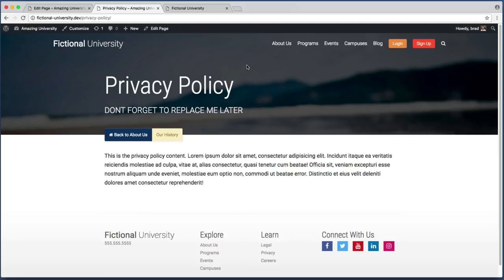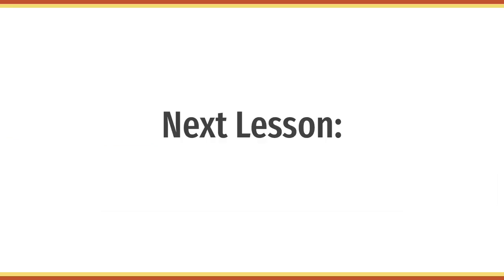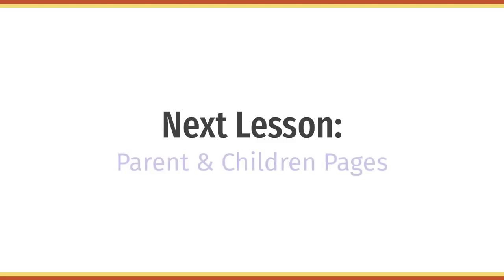Now we can circle back to this little breadcrumb box here, because this box makes 0 sense on a top-level page like privacy policy. However, imagine we want to have sub-pages or children pages on our site. So for example, maybe on our About Us page, we want to have 2 children pages, our history and our goals. Well, in our very next lesson, that's exactly what we're going to learn about, parent and children pages, and how to work with them on the front end of our website.